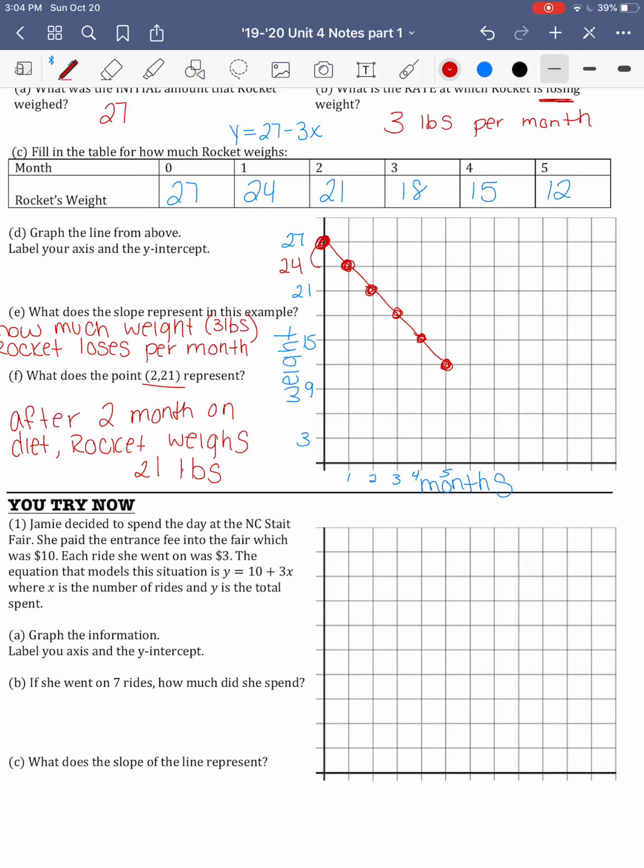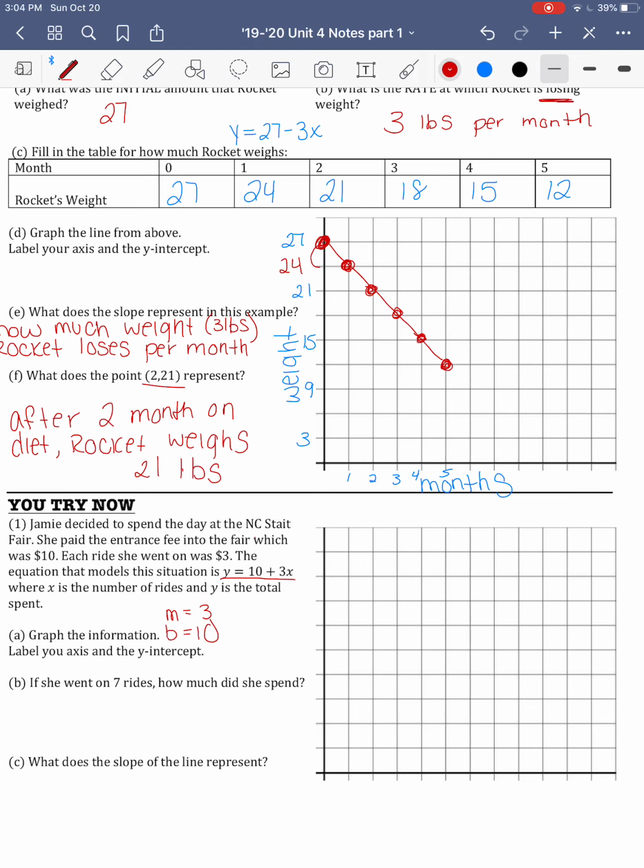So Jamie decided to spend the day at the North Carolina State Fair. Oh, state spelled wrong. Don't mind that. She paid the entrance fee into the fair, which was $10, and each ride was then $3. The equation is modeled here, where y is the total cost and x is the number of rides. So we'll go ahead and graph the information. Now, interestingly enough, we don't have to make a table here. So we got to remember our slope. And my slope is 3, and my y-intercept is 10.